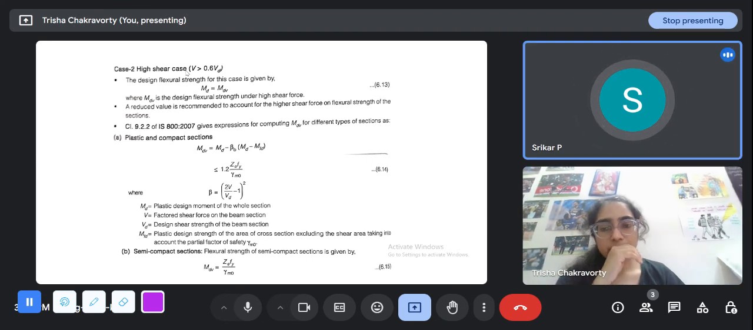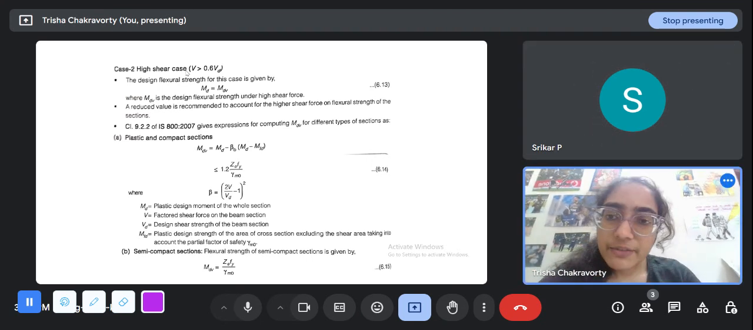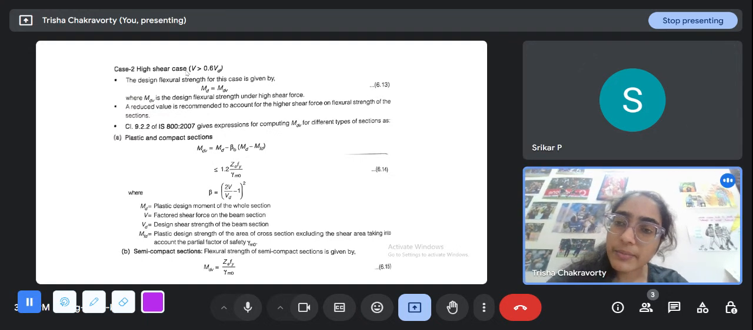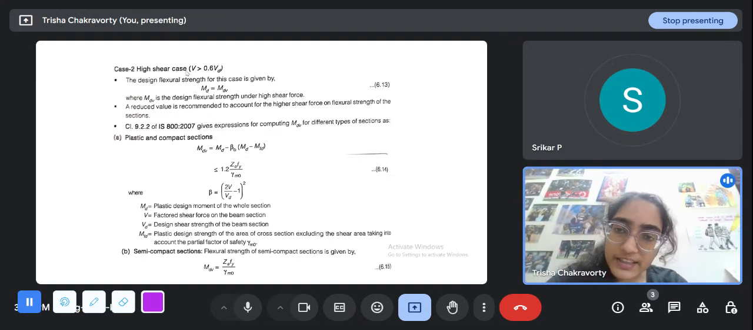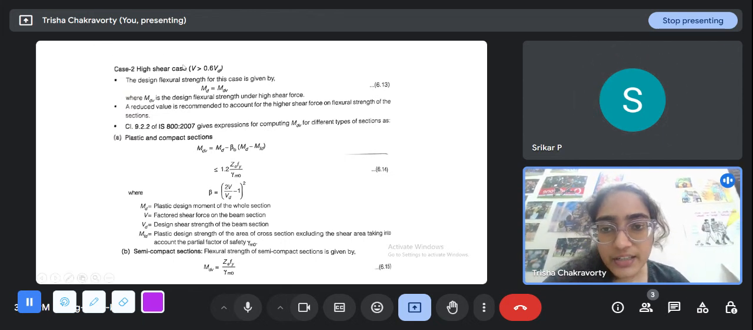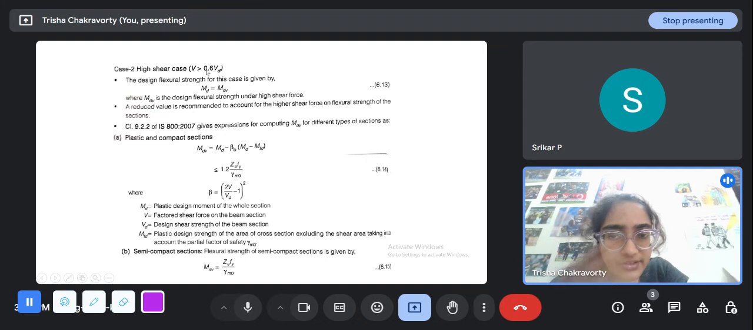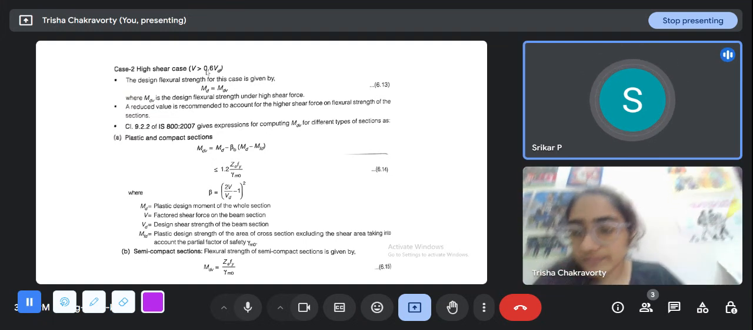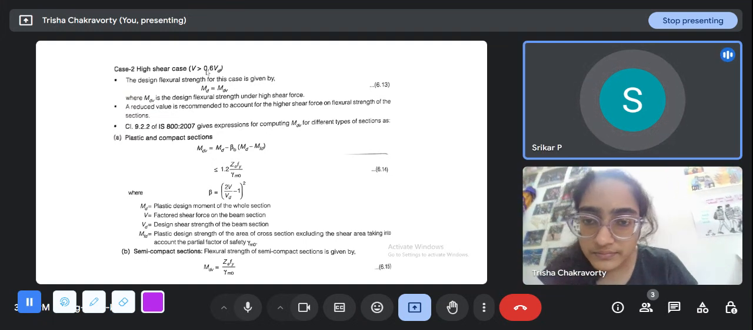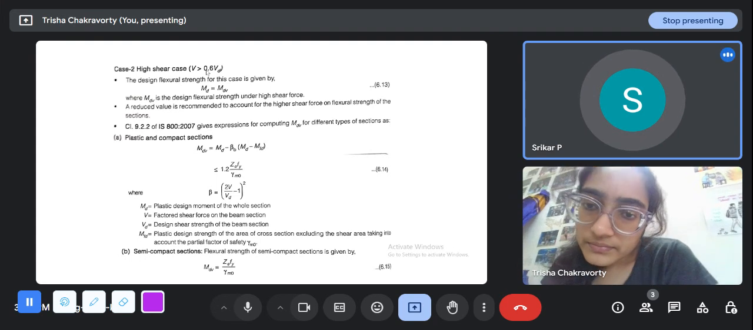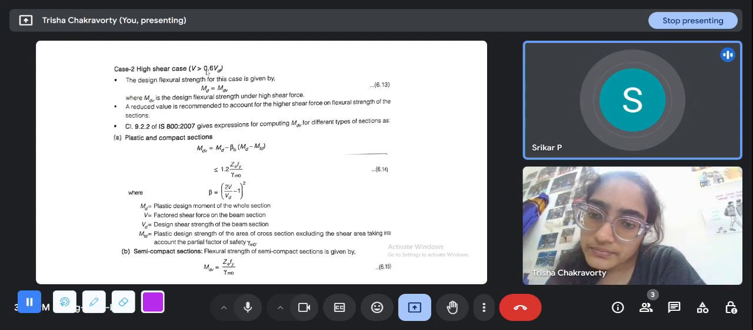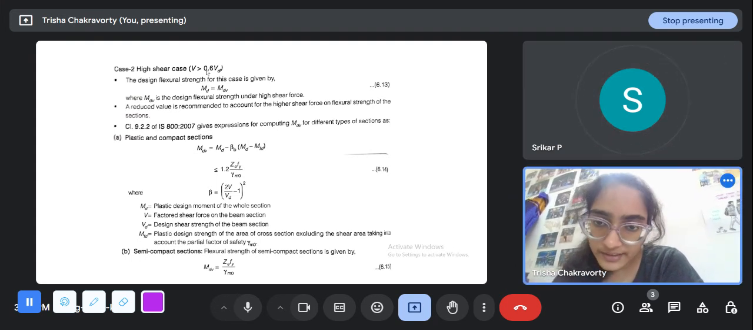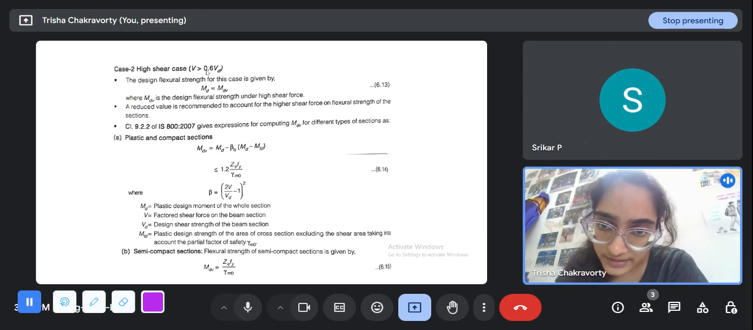Can you repeat that again, ma'am? V is the factored shear force coming on the beam, and VD is the shear capacity. So here, to define high shear and low shear, we take a factor of the capacity and see whether the applied shear force is greater or less than that. But if the factored value is lower than the actual one and the criterion fails here, it obviously will not carry the shear force. Exactly. If V is greater than VD, obviously it will not carry the shear force.